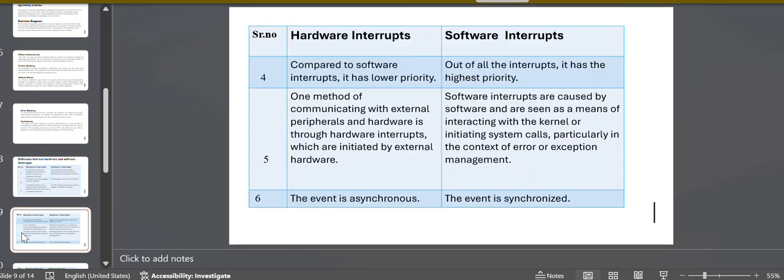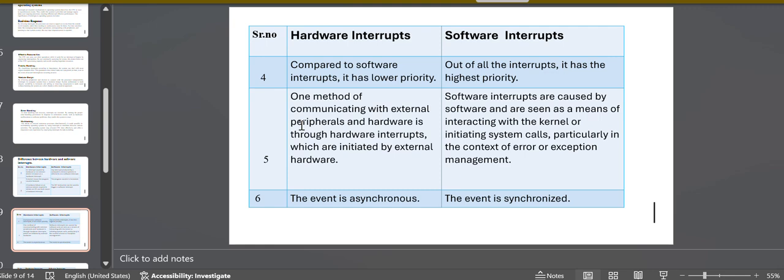And here are a few more differences between hardware and software interrupts. Compared to software interrupts, hardware interrupts have low priority. Software interrupts have high priority. One method of communicating with external peripherals and hardware is through hardware interrupts, which are initiated by external hardware. Software interrupts are caused by software and are seen as a means of interacting with the kernel or initiating system calls, particularly in the context of error or exception management.